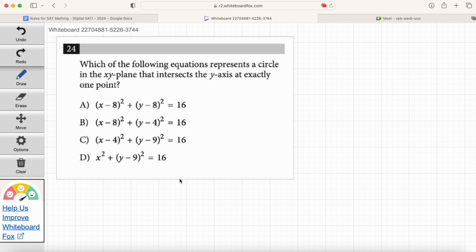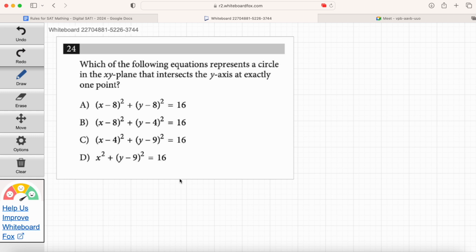Which of the following equations represents a circle in the xy plane that intersects the y-axis at exactly 1 point? What are we solving for here, Emma? I guess we're just trying to find which equation. I guess we have to put all of them in the calculator. Yeah. And then the right answer will do what? Intersect the y-axis at only 1 point. At only 1 point, and that's it, right?